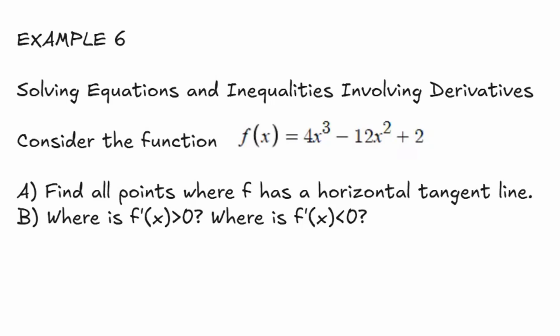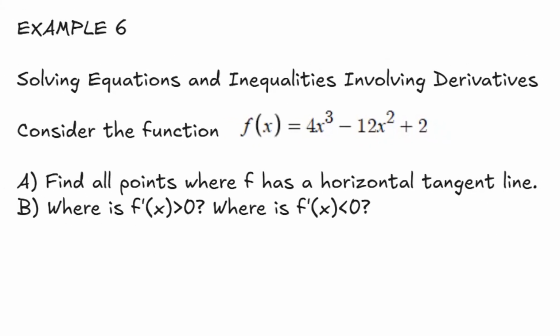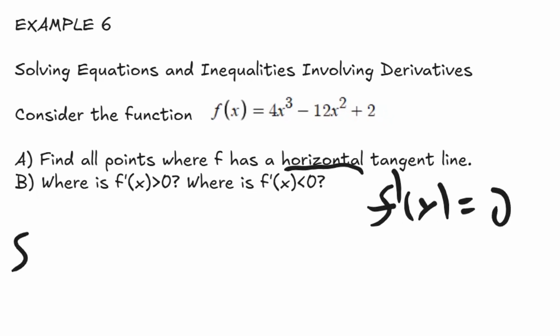And we'll look at this example here, where we have f of x equals 4x cubed minus 12x squared plus 2. First part is we want to find all points where f has a horizontal tangent line. Well, f has a horizontal tangent line when the derivative is equal to 0. So first we need to differentiate this.